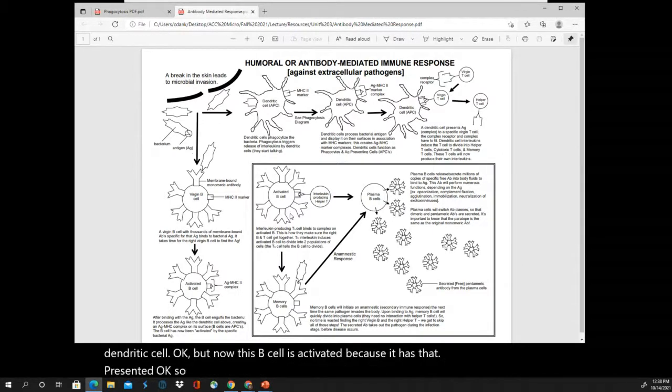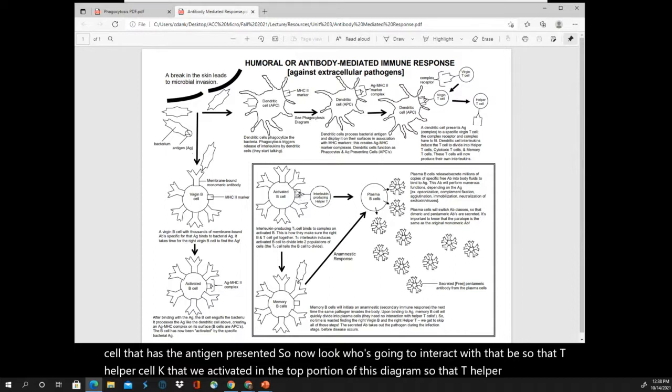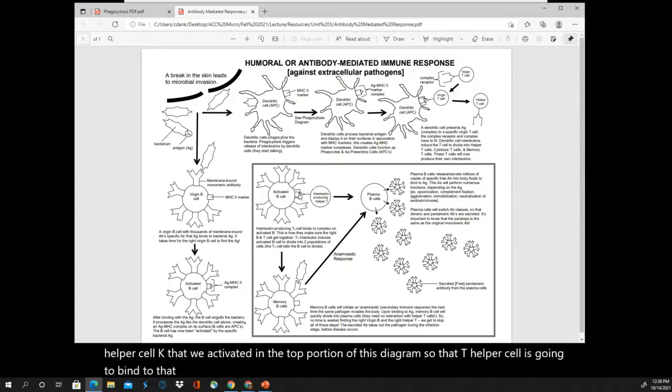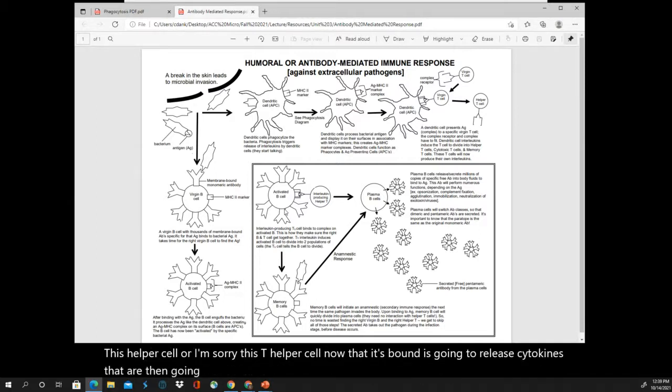Okay, so now we're looking inside the box in the top left. So we have our activated B cell that has the antigen presented. So now look who's going to interact with that B cell, that T helper cell, okay, that we activated in the top portion of this diagram. So that T helper cell is going to bind to that digested antigen that the B cell was presenting. This T helper cell, now that it's bound, is going to release cytokines that are then going to induce division of this activated B cell.